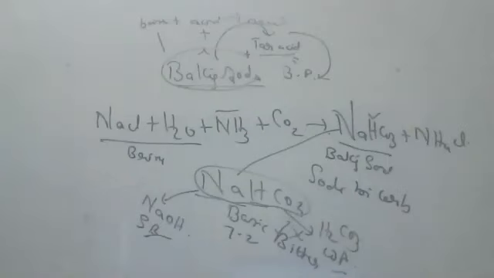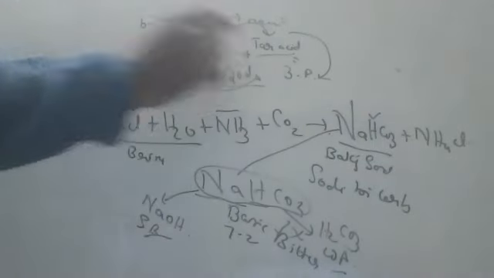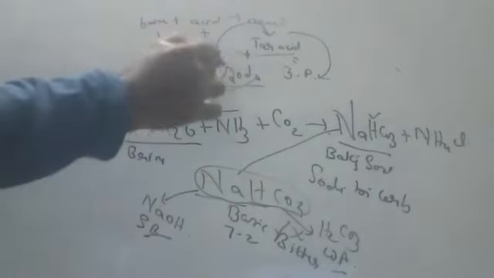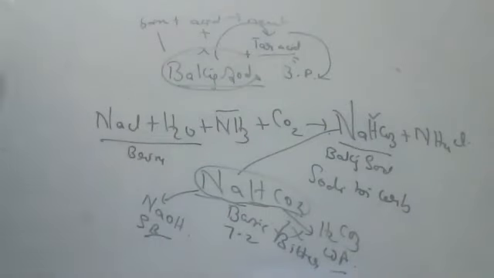So children, baking soda is a weak base, so it is bitter in taste. To remove the bitter taste of baking soda, we will add acid. Acid will neutralize it. When acid neutralizes this bitter taste of baking soda, you can use it in preparation of cakes, breads, and all those things. I hope you are able to understand.